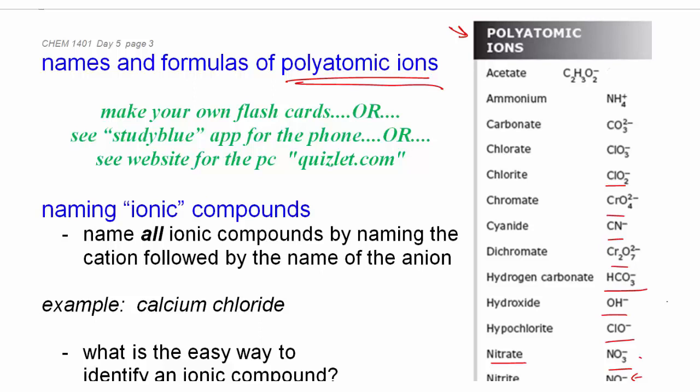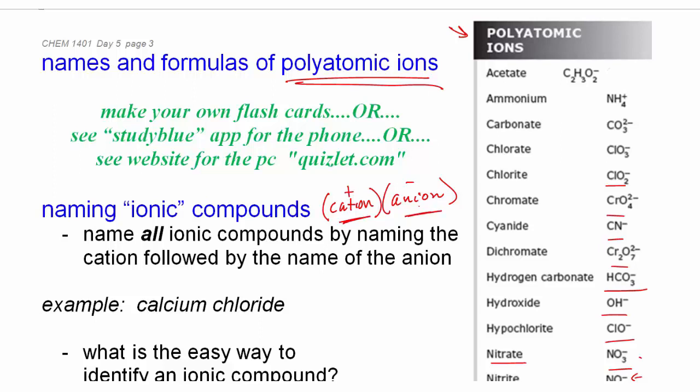Naming ionic compounds. An ionic compound has a cation and then an anion. And it's those positive and negative charges that hold this thing together. They're crystalline. So naming these compounds, they always have to be neutral, and that's going to be a helpful hint in figuring out how to write their chemical formulas. But we name all ionic compounds by naming the cation first and then the name of the anion.